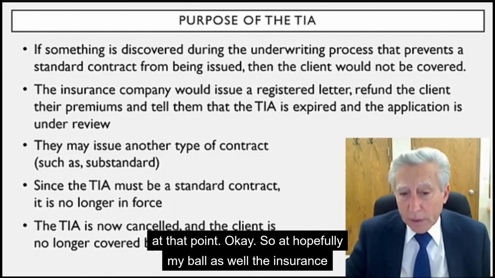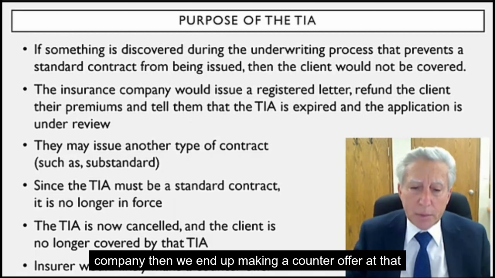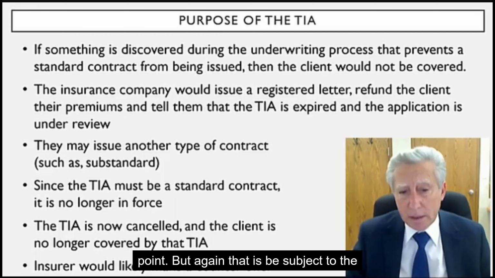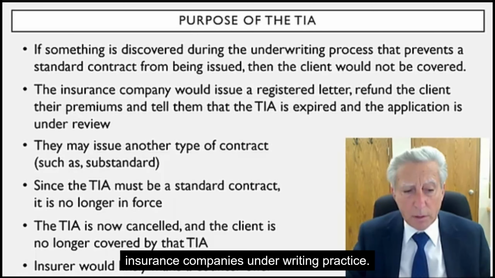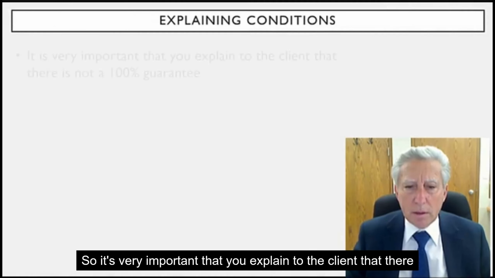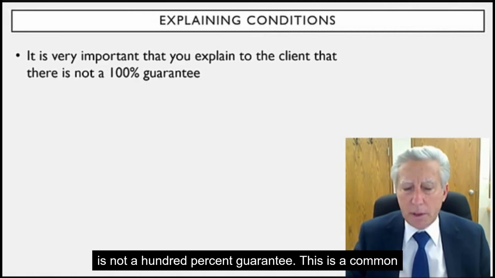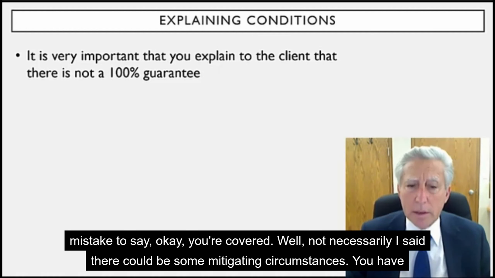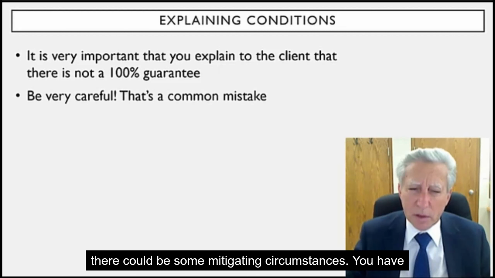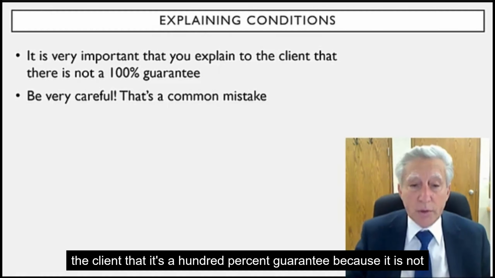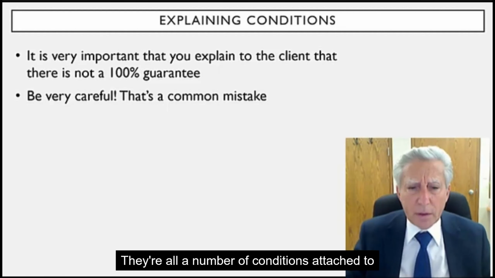Hopefully, if all is well, the insurance company may end up making a counter offer at that point. But again, that is subject to the insurance company's underwriting practices and everything. So it's very important that you explain to the client that there is not a 100% guarantee. This is a common mistake, to say, okay, you're covered. Well, not necessarily. As I said, there could be some mitigating circumstances. You have to be very careful that you don't tell the client that it's 100% guaranteed, because it is not. There are a number of conditions attached to the TIA.